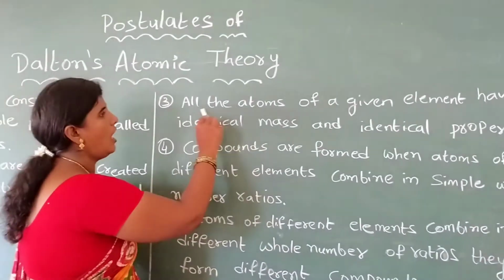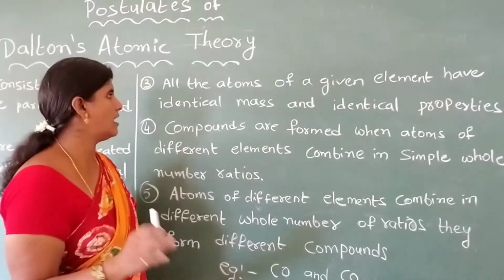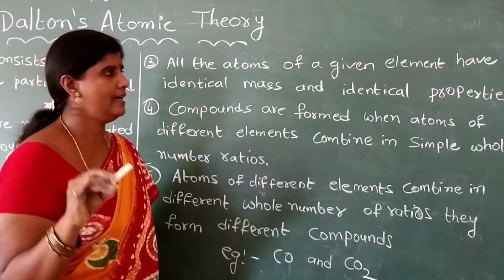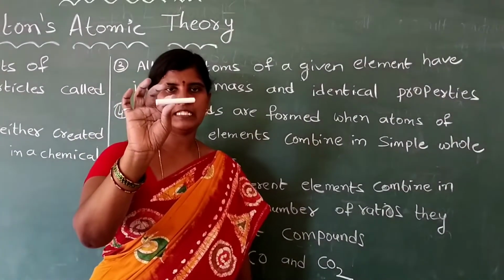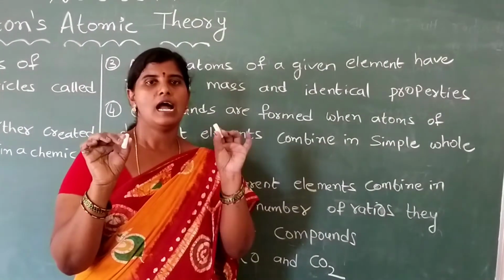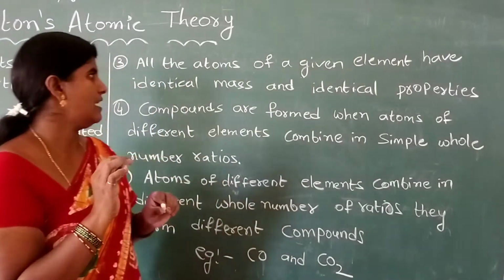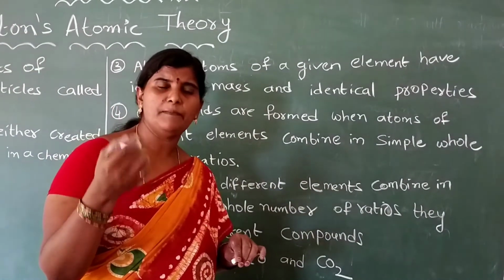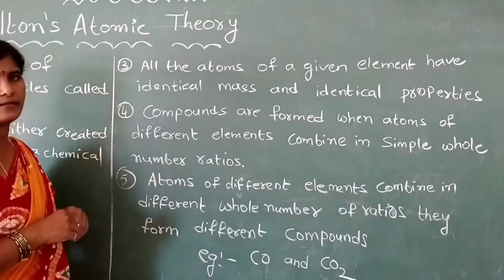Let us explain. All the atoms of a given element, whatever the element may be, have identical mass, that means the same type of mass and the same type of properties. For example, I am having a piece of chalk in my hand. So these all have the same type of mass and identical properties. Understand? Similarly, different elements have different masses and different properties. Next, fourth point.